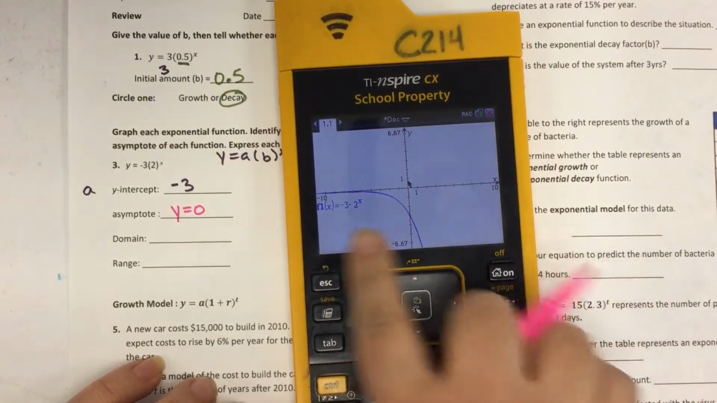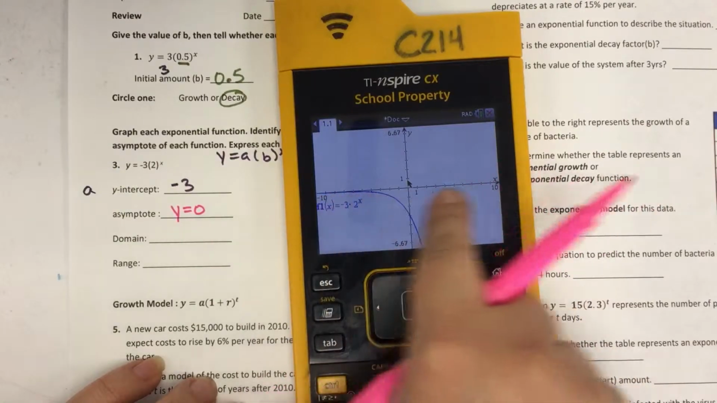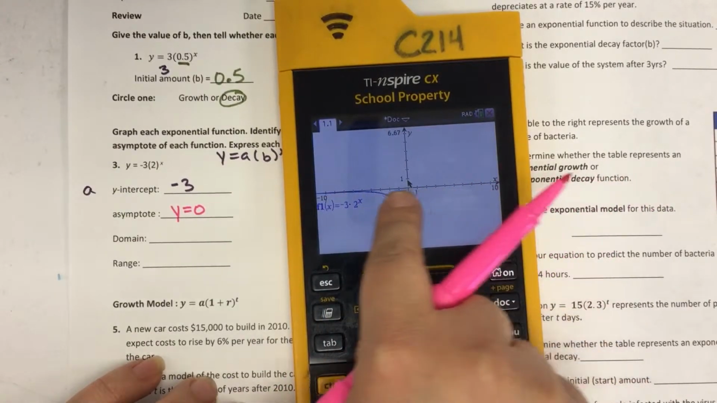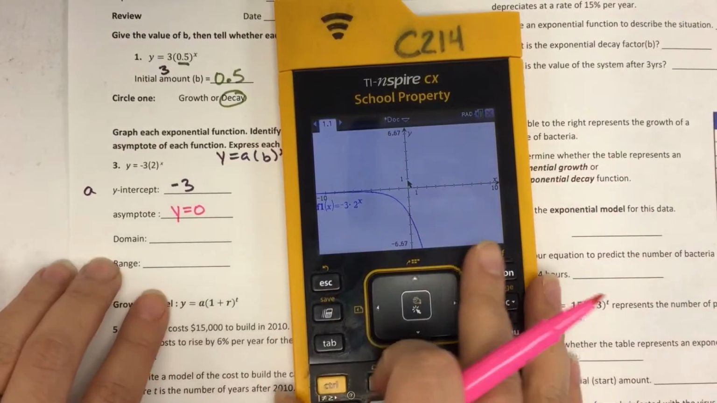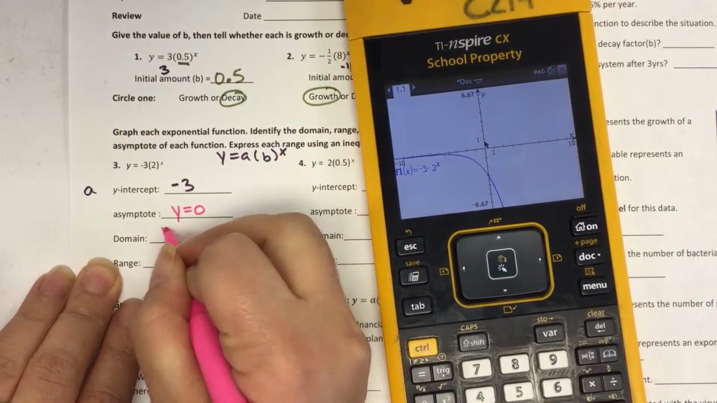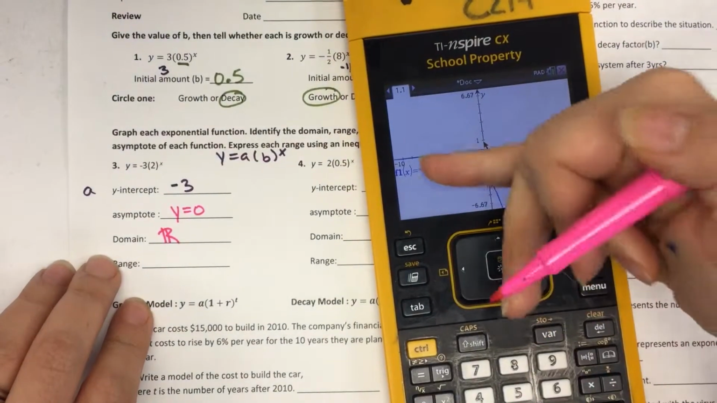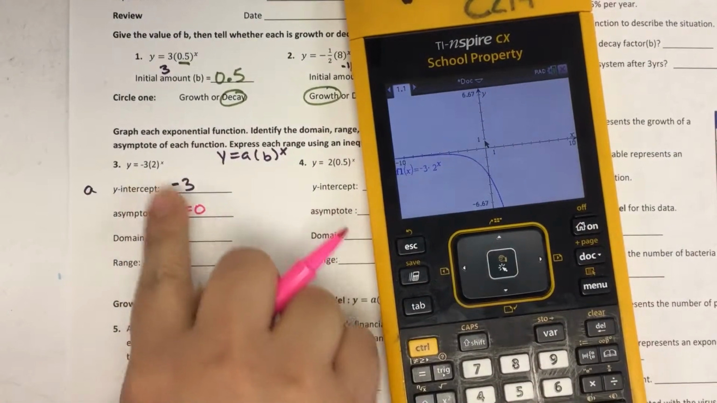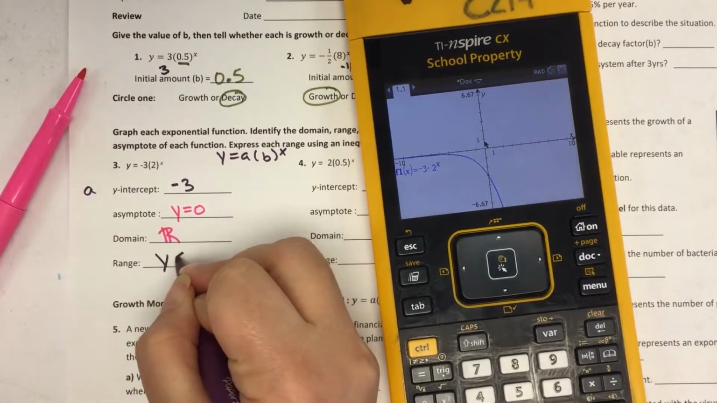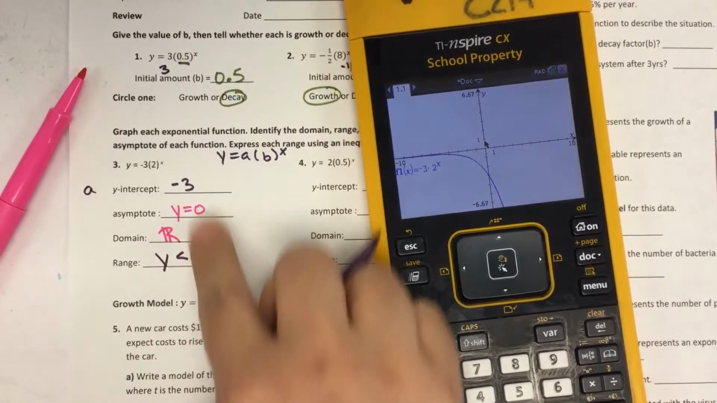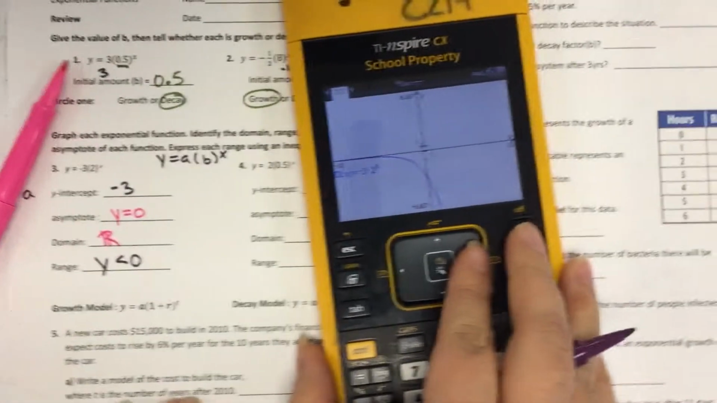So here, it's never going to cross over the x-axis, so that's why our asymptote is y equals 0. And then for our domain, we're going to go ahead and stick with all real numbers. And the range, we can see it's in the bottom and it's never going to cross over. Our y-intercept is negative, so our range is going to be y is less than 0, because we want those negative values.